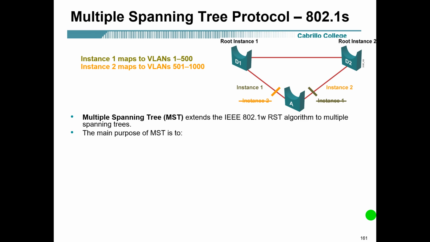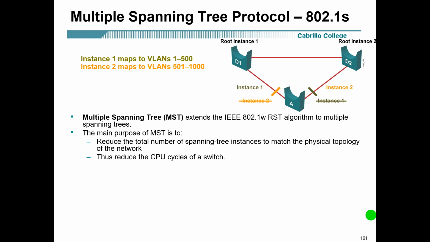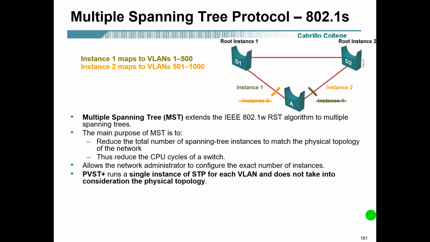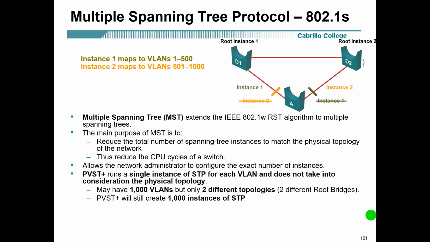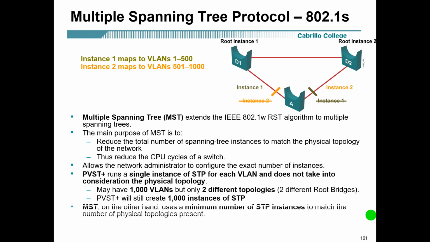The main purpose of MSTP is to reduce the total number of spanning tree instances to match the physical topology of the network, thus reducing the CPU cycles and allowing the network admin to configure the exact number of instances. PVST runs a single instance of STP for each VLAN and does not take into consideration the physical topology. We may have 1,000 VLANs, but only 2 different topologies, i.e. 2 different root bridges. So PVST will still create 1,000 instances of STP.